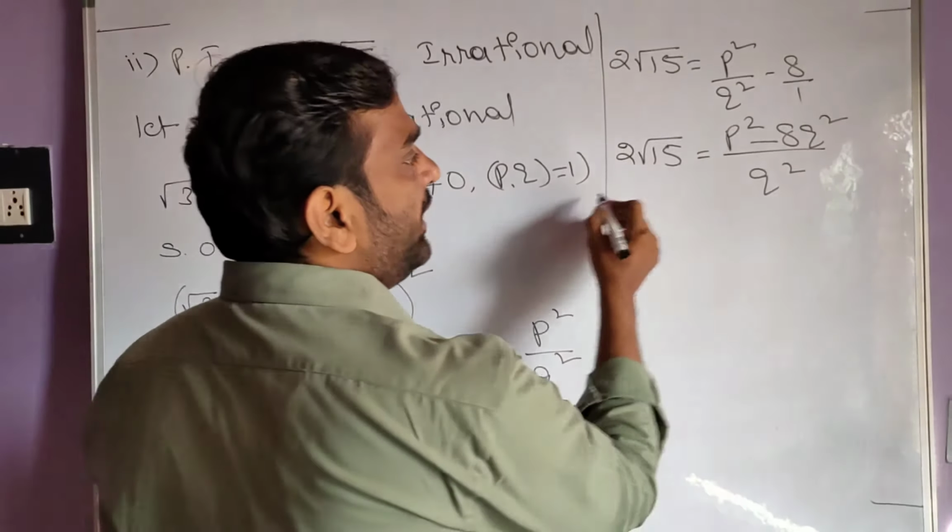Listen, it is of the form p by q, where q is not equal to 0, nothing but a rational number. That means root 15 is equal to a rational number. But we know that root 15 is equal to root 3 into root 5, both are prime and both are irrational numbers. Root 15 is also an irrational number.